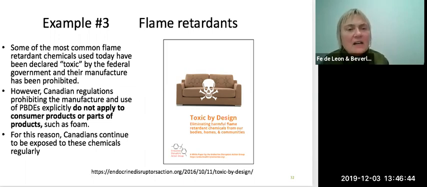Instead of that, which means that we do not apply the restrictions on this class of chemicals, flame retardants, to consumer products or parts of products. And so we have a big problem with the import of upholstery containing these chemicals and continuing to provide a big exposure problem. Next, please.